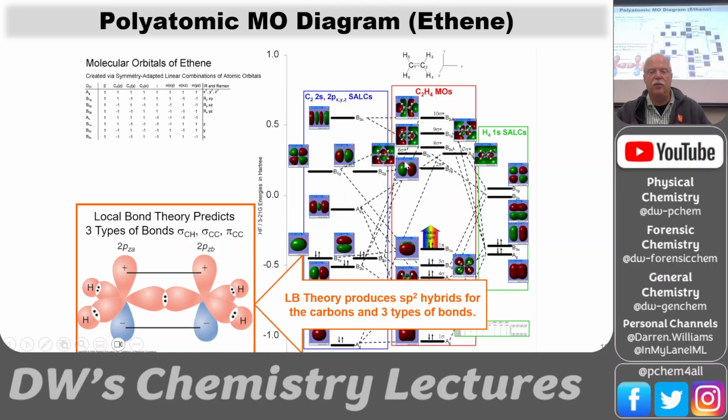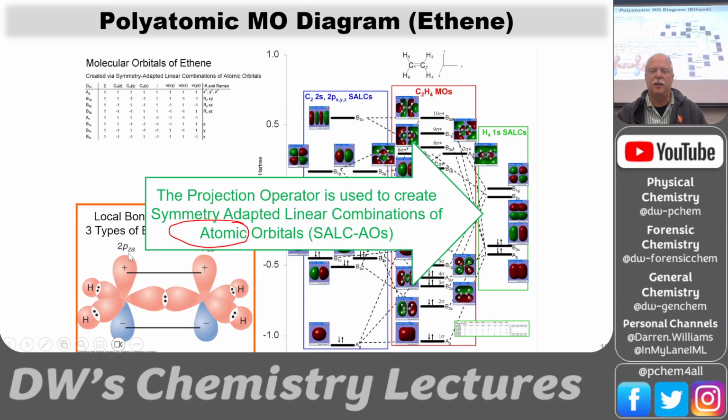So again, local bond theory produces sp2 hybrids and all of that, and there's 3 types of bonds. And so we talked about predicting that there'd be 3 peaks in the photoelectron spectroscopy for this molecule, but we end up seeing 6.